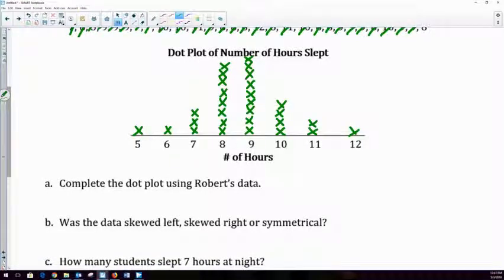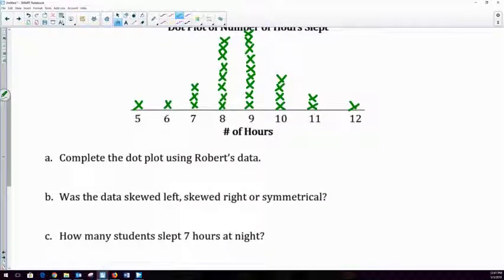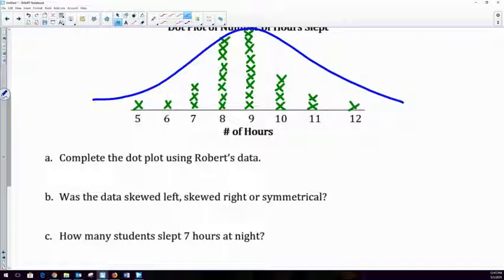But we have to be able to use our dot plot to answer some questions. Notice letter A is telling us to go through and make the dot plot, so there's nothing to write for that one. Looking at letter B, would we call this data skewed left, skewed right, or symmetrical? Overall, it does create a nice even rainbow look. So this is what we would call symmetrical.